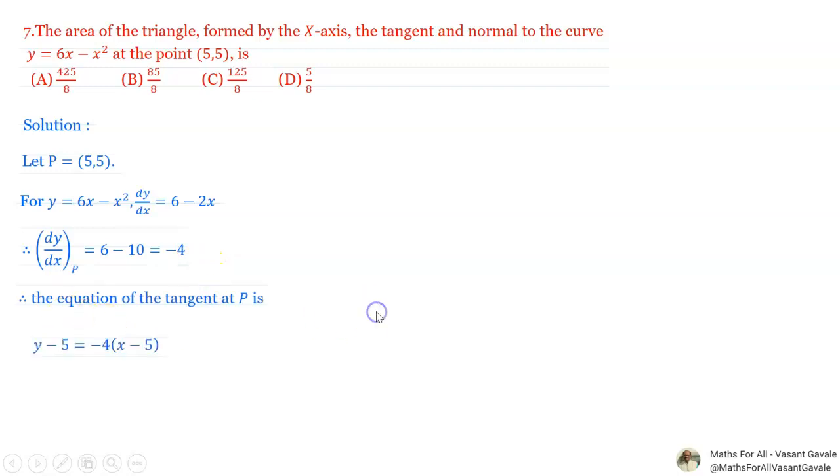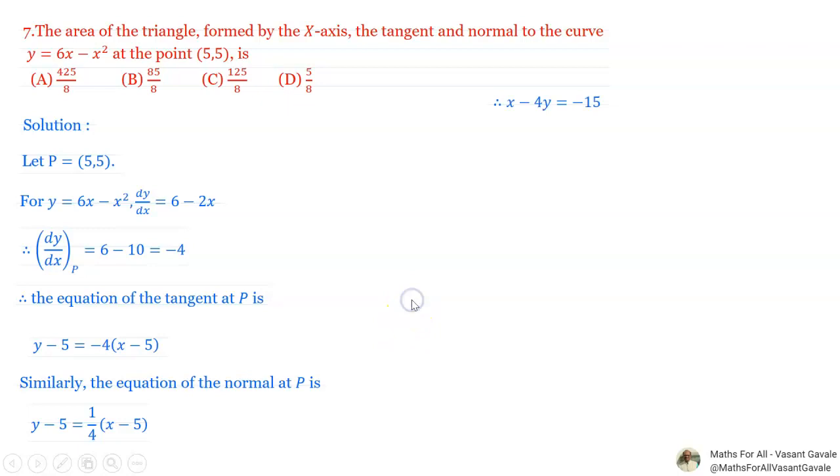Equation of the tangent at P is y minus y1 is equal to m times in bracket x minus x1. Similarly, the equation of the normal at the point P. Then the slope there will be 1/4, so y minus y1 is equal to 1/4 in bracket x minus 5. This is the equation of the normal.